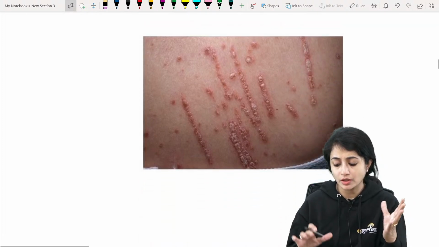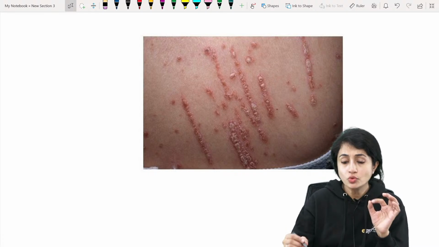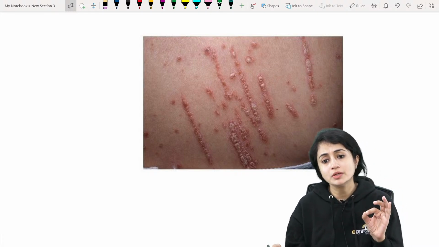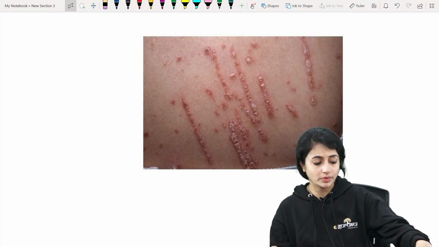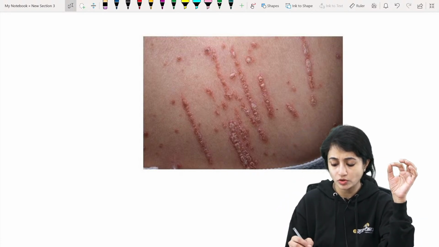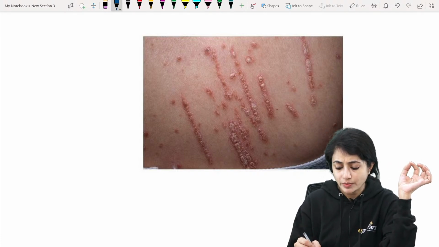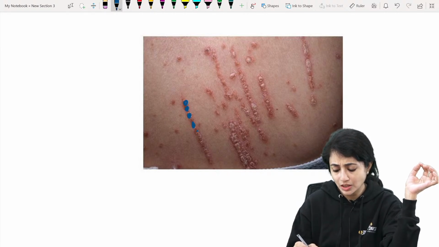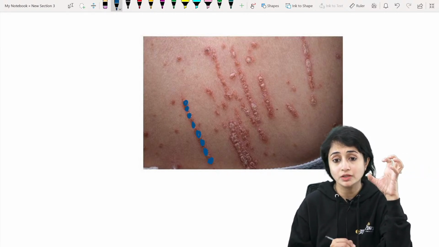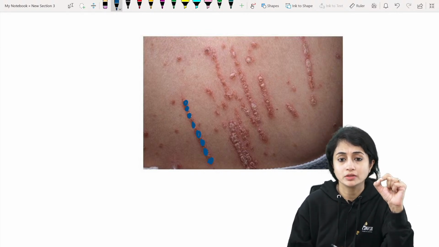Suppose there is a lesion, and if you scratch on the body parts, you get lesions of similar morphology along the lines of scratching or trauma. This is called as Koebner's phenomena. So like this is a patient of psoriasis, and when these patients scratch, you get these linear erythematous scaly papules in line with the trauma. This is called as Koebner's phenomena.